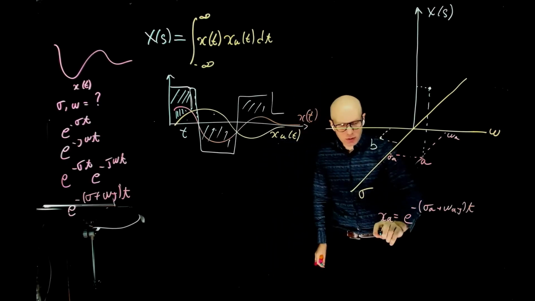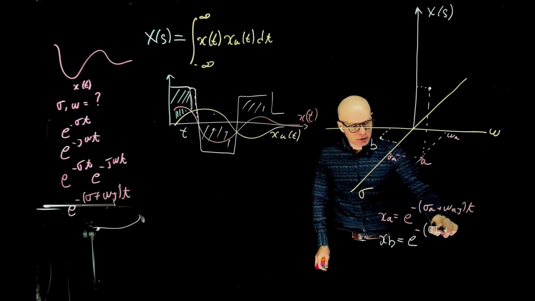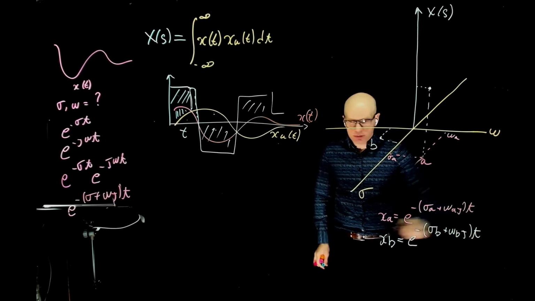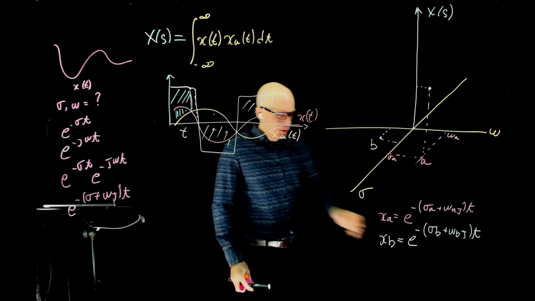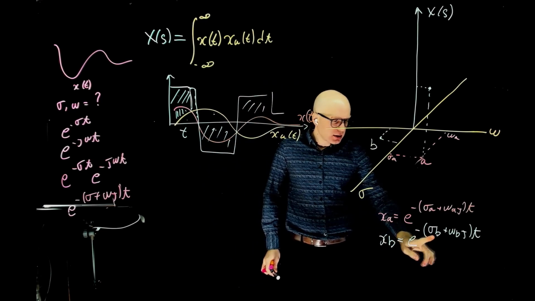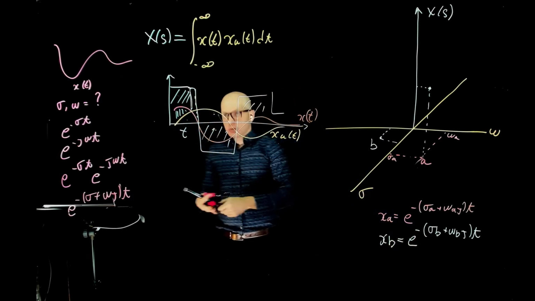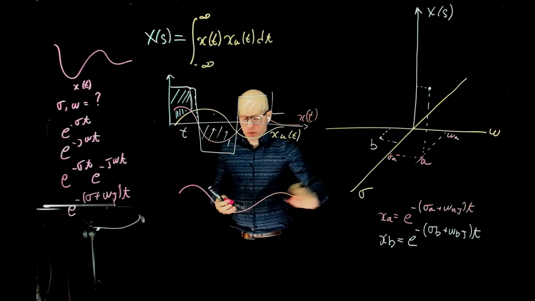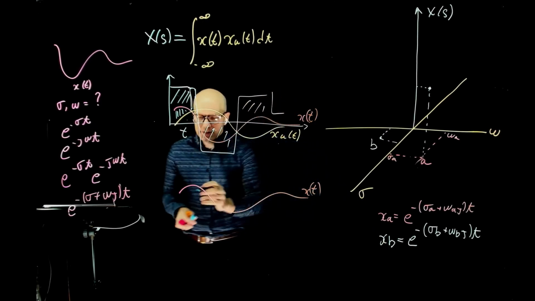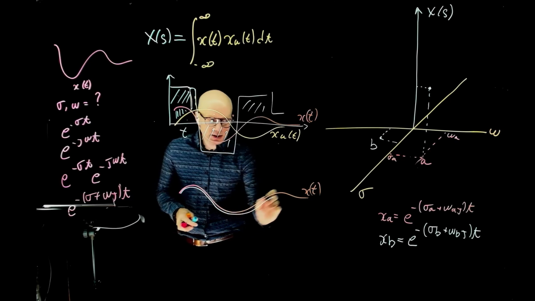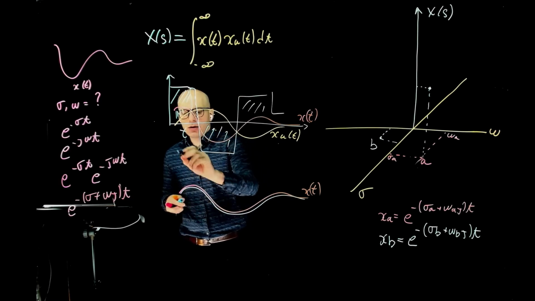If you pick that point B, we are creating x of B, which is exponential of negative sigma B plus omega B j, all times t. And let's further assume that, by luck, we got exactly the sigma B and omega B that we need to recreate our original signal x of t that I'm going to attempt to create here. So this is still x of t, and the signal we just created is exactly that. We got lucky, it's exactly the same signal.